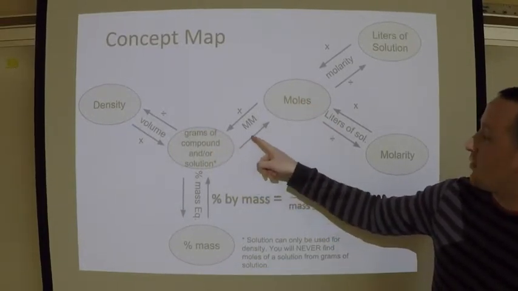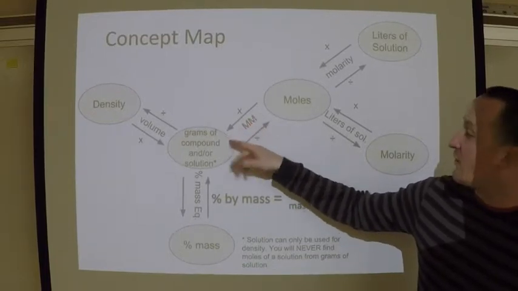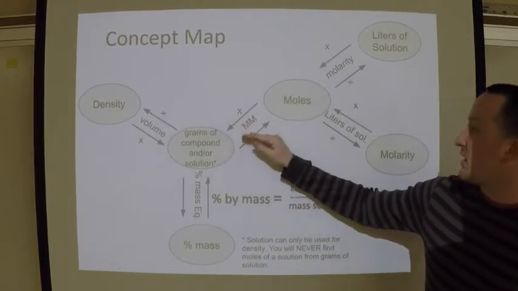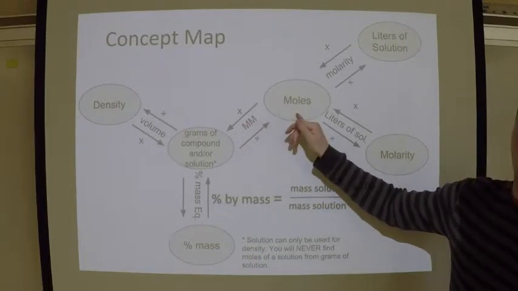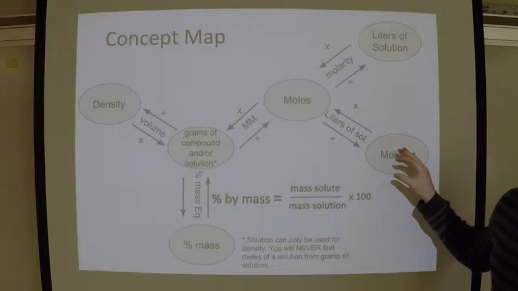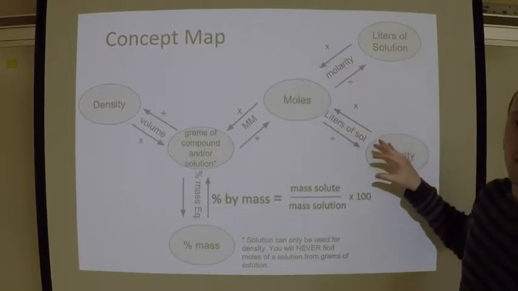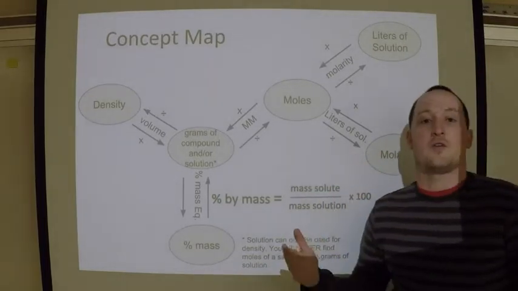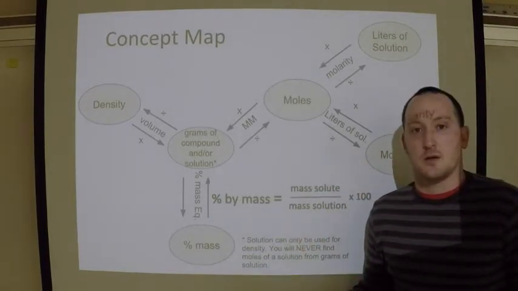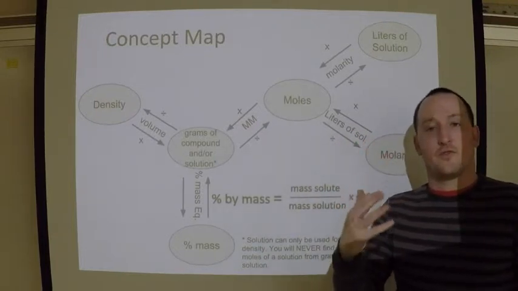Again, along this arrow here, it says divide. Here is my molar mass. So if I take the grams of my substance and divide by the molar mass, I get moles. Then I take my moles and divide by my liters of solution, and I would get molarity. These three circles right here help you relate all of the things in the molarity equation. In the molarity equation, molarity equals moles divided by liters.